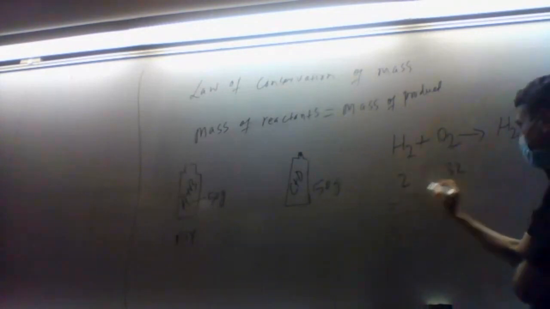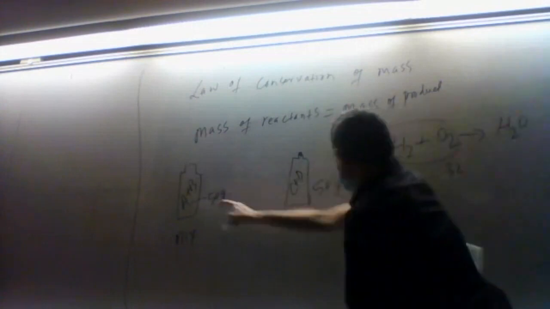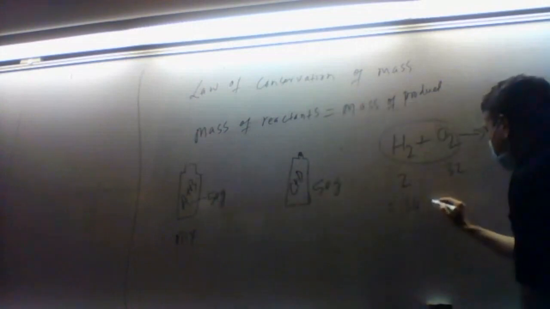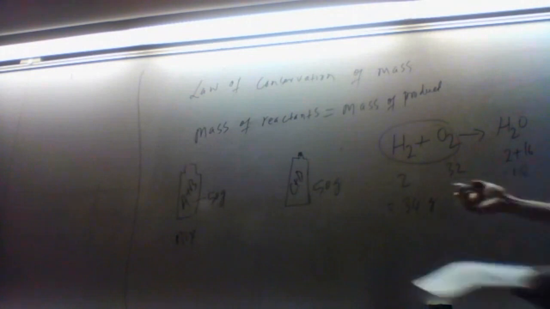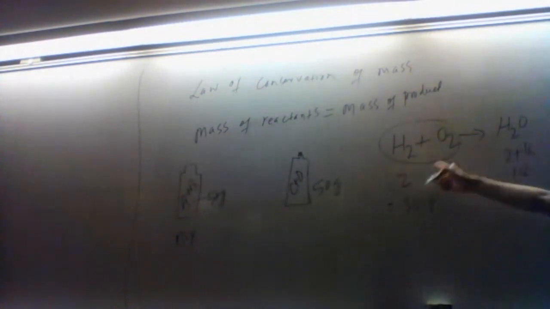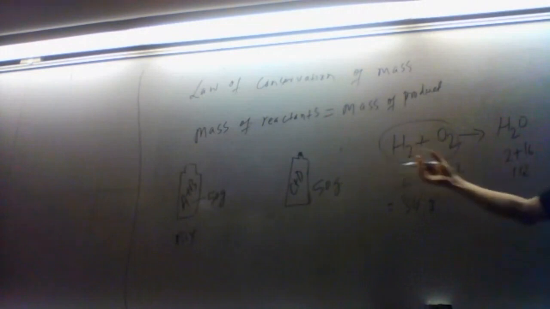You see, so how much is here? On the left side, I started with 34 grams. Now here, if you see, the hydrogen is 2, oxygen is 16, now I have 18. You see, that doesn't tell anything about the law of conservation. Does it tell that? No, right? What it is saying is that you started with 34 grams of hydrogen and oxygen together, and you just get 18 grams. You destroyed almost 16 grams of the hydrogen and oxygen mass, right?